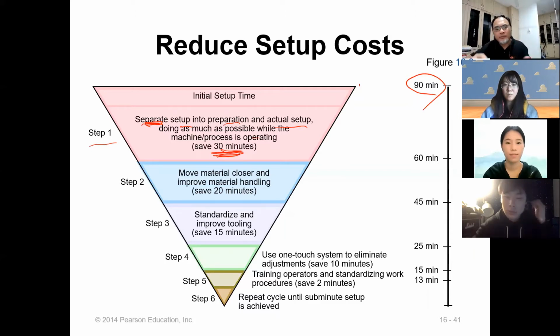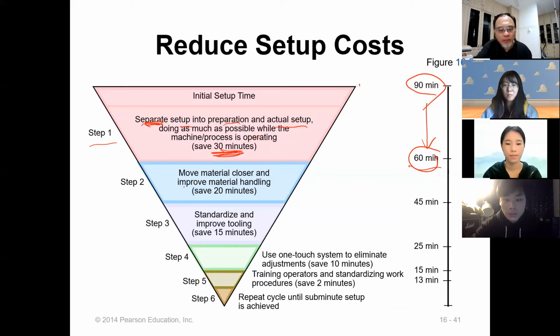I mean, the machine is running, but you have an outside offline preparation. So with offline preparation, when the machine stops, you put in the new die or the new tool. So that can save 30 minutes. So now your setup time becomes 60 minutes.